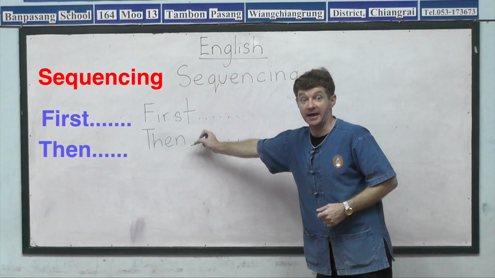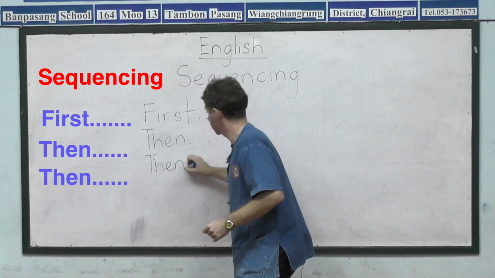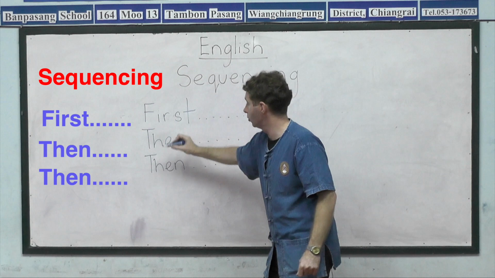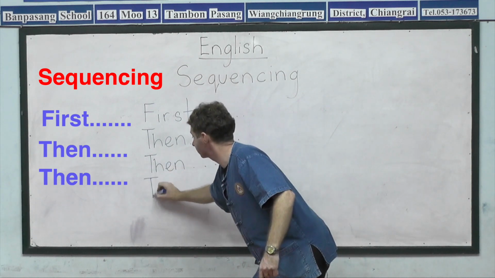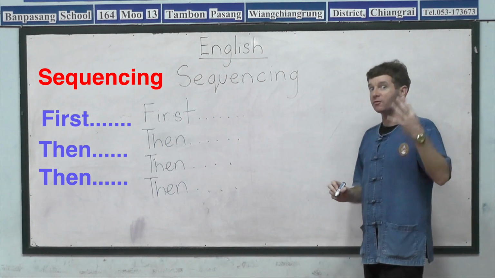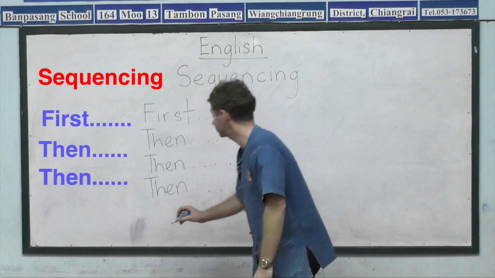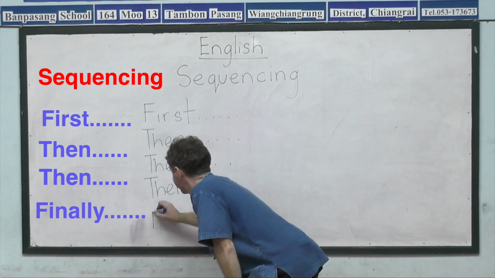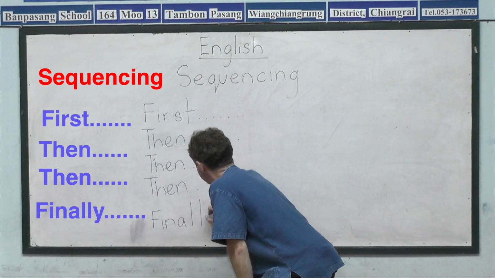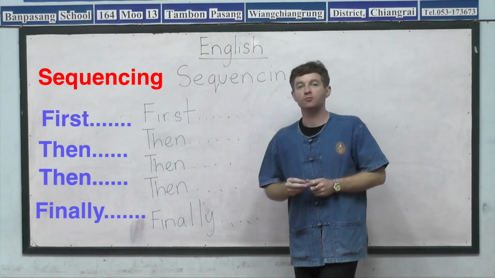First, then again, we have one, two, three. So number four out of five will also be then. But the fifth one is the last one. So what do we say? Finally. Excellent, guys. F-I-N-A-L-L-Y. Okay. So let's practice one more time.